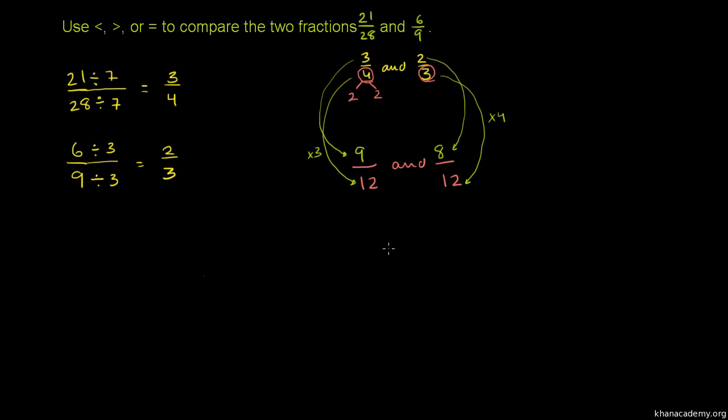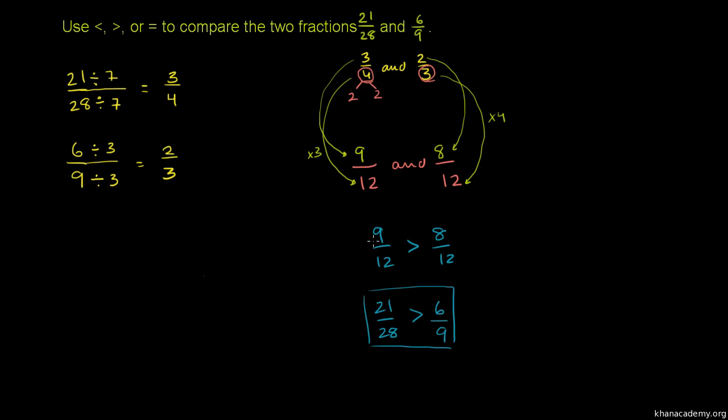So which of these is a greater quantity? Well, clearly we have the same denominator right now. 9/12 is clearly greater than 8/12. Or if you go back and you realize that 9/12 is the exact same thing as 21 over 28, we could say 21 over 28 is definitely greater than 6/9, because 8/12 is the same thing as 6/9. And we are done.